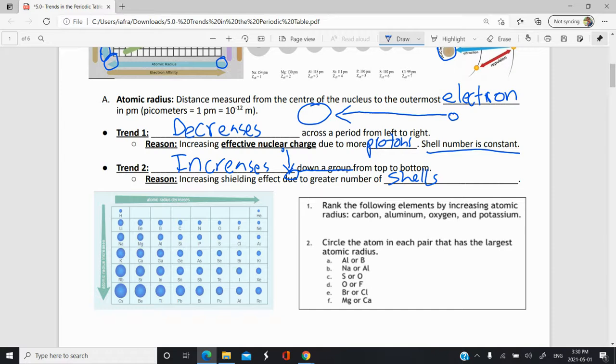So let's go ahead and try some practice problems out, and I'm going to show you how to use the periodic table to do questions like this over here. We'll actually start off with question number 2. It's a little bit easier because we're only comparing 2 atoms at a time. So we're going to compare aluminum and boron, and we need to circle the atom that has the largest atomic radius in the pair. So between aluminum and boron.